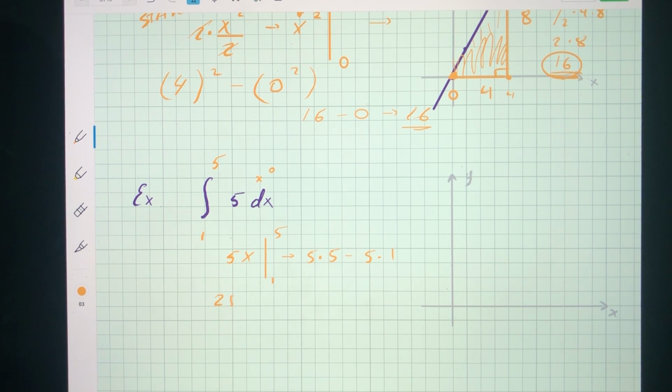Well, that makes 25 minus 5, which is 20. So the answer is 20. Now let's see if it makes sense geometrically.